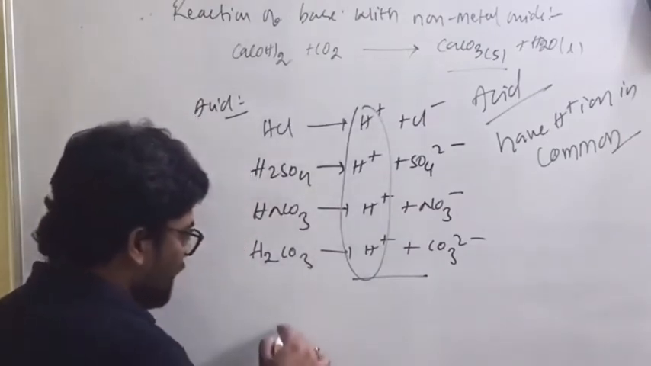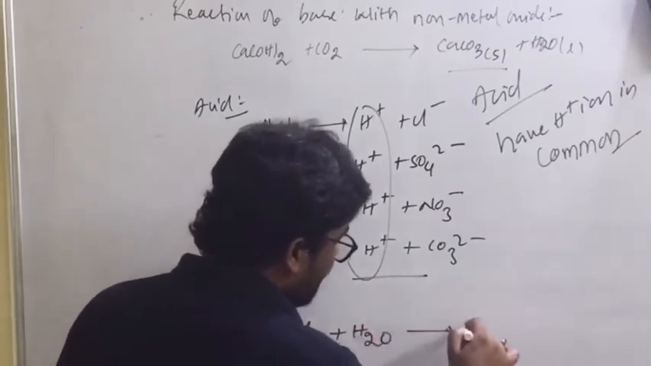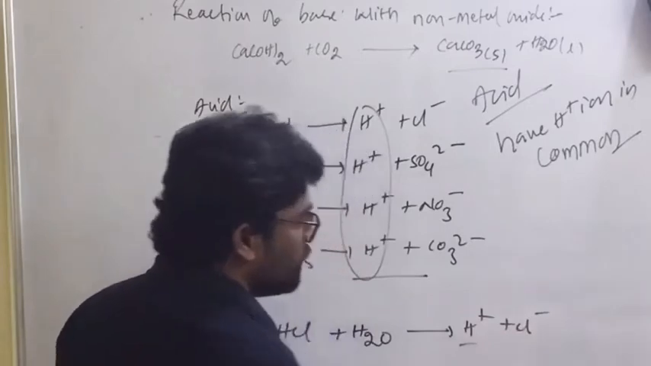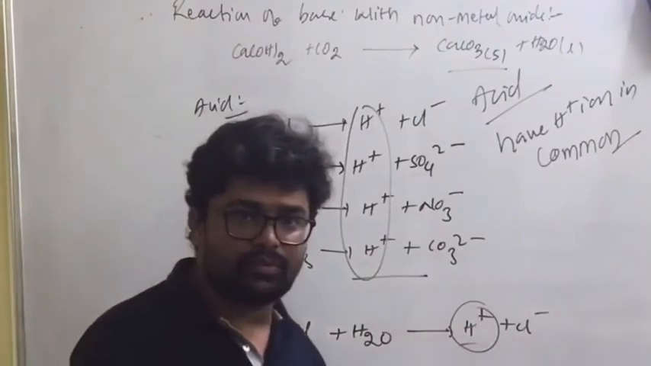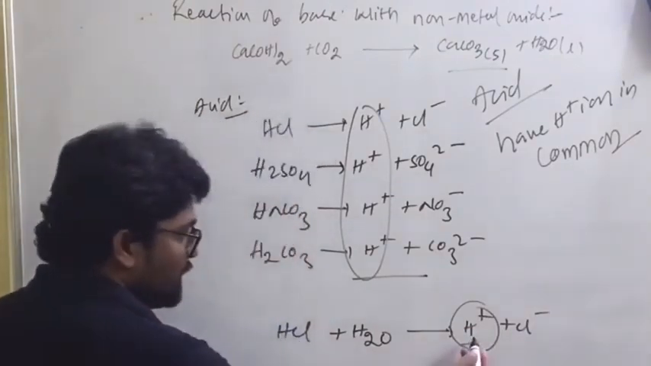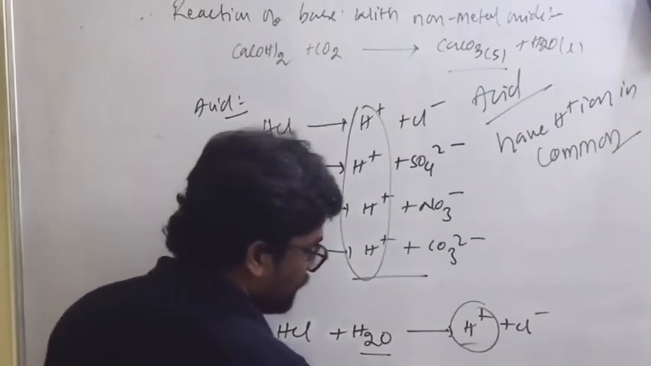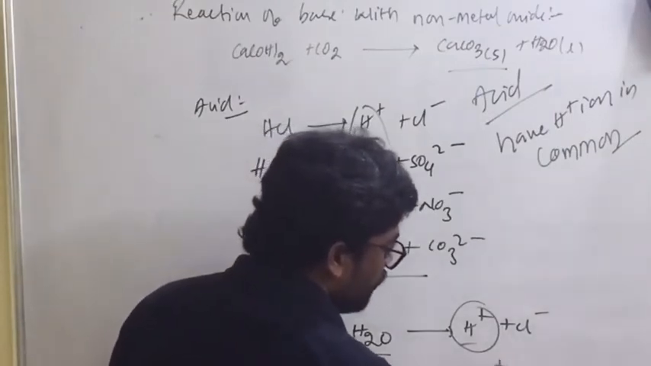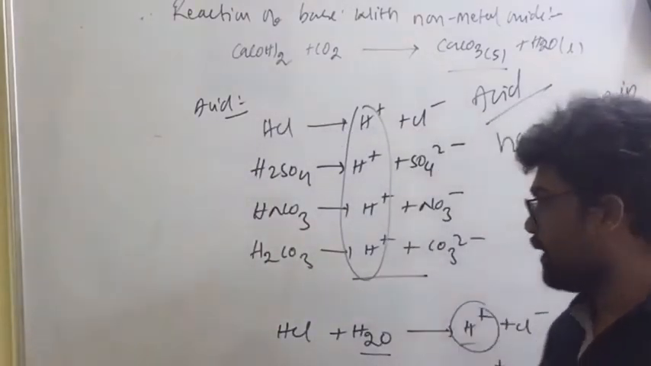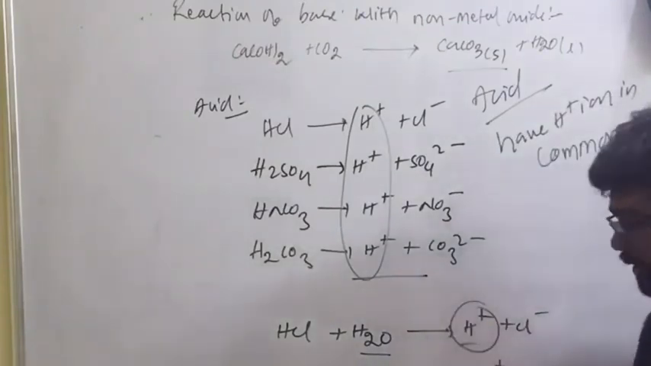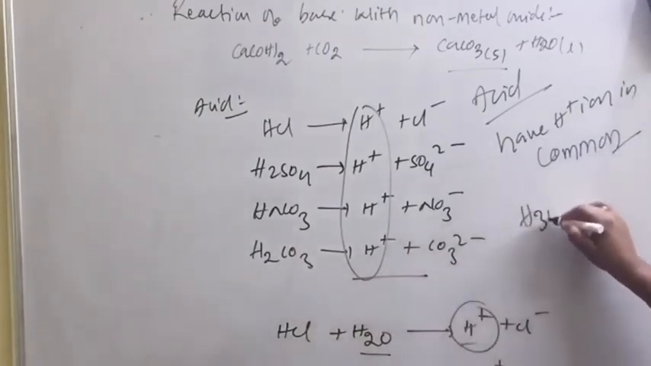For example, I'll take HCl. When it reacts with water, it releases H plus ion. Now this H plus ion does not remain as H plus; it is unstable. This H plus ion combines with the water molecule and forms H3O plus ion. It means the hydrogen ions released from the acid in the presence of aqueous solution are present in the form of H3O plus ion. What are these H3O plus ions called?